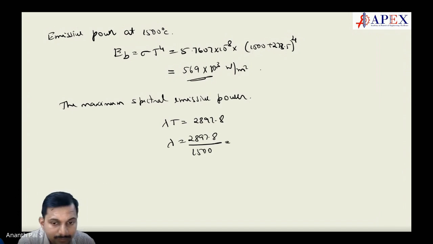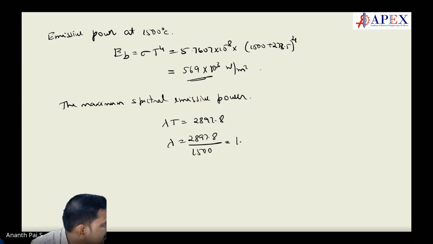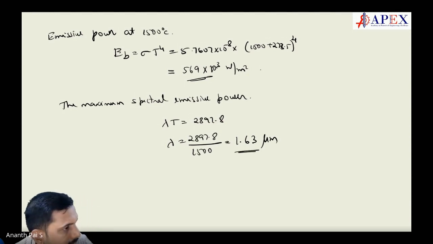How much is that? Around 1.8, right? 1.63 micrometer. Correct. I missed, it is 2500 there. So if it is 1.63 micrometer, then what is Eb lambda? Eb lambda at 1.63? You tell me.